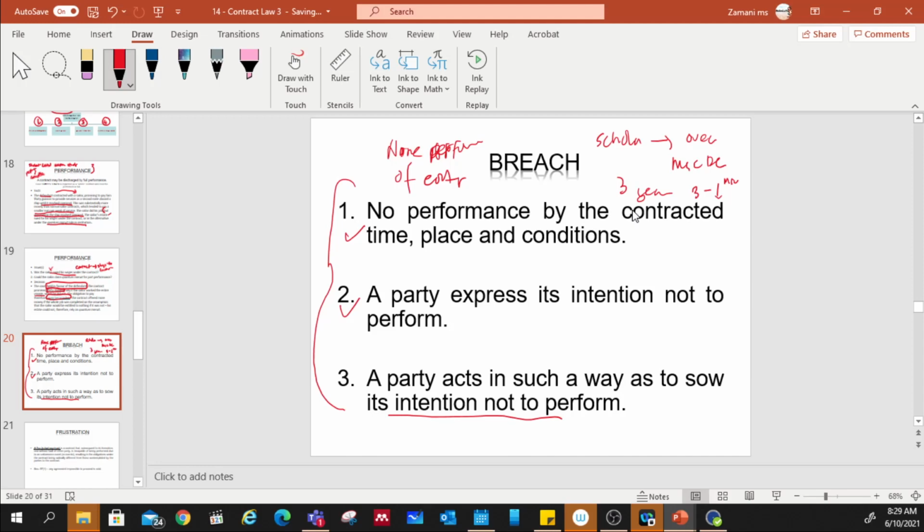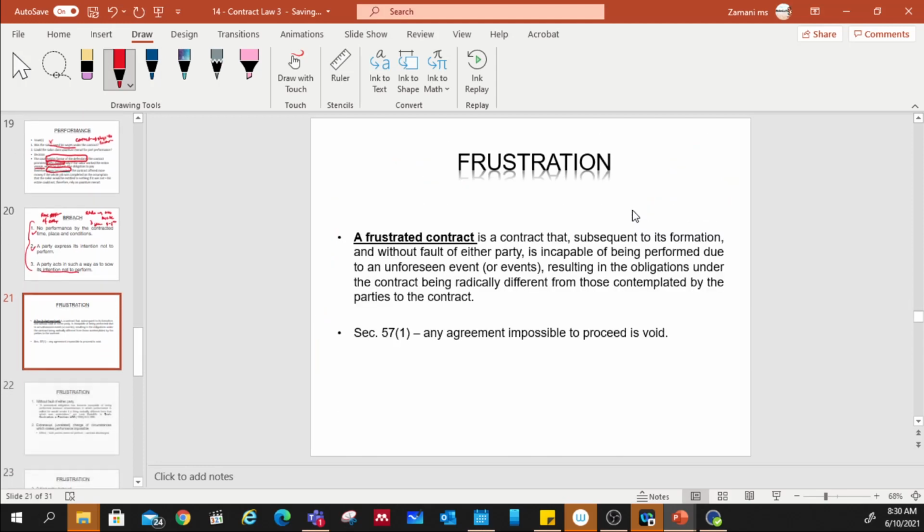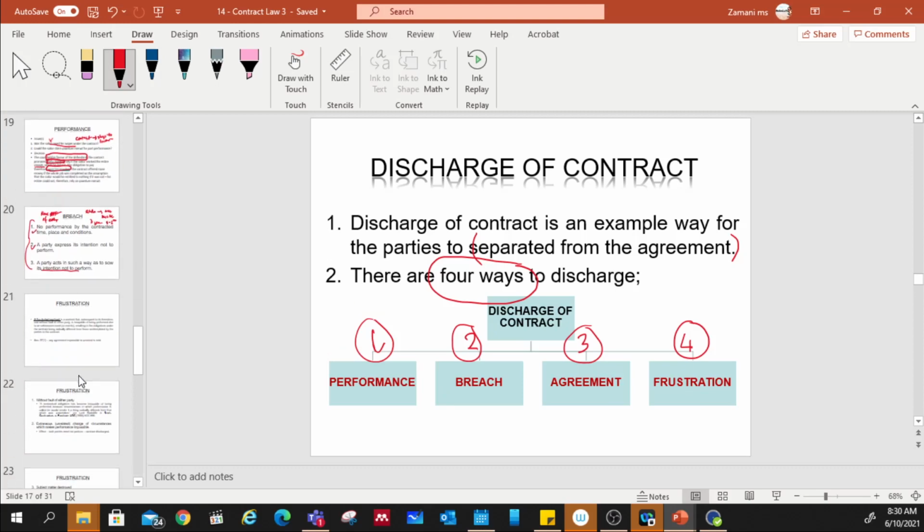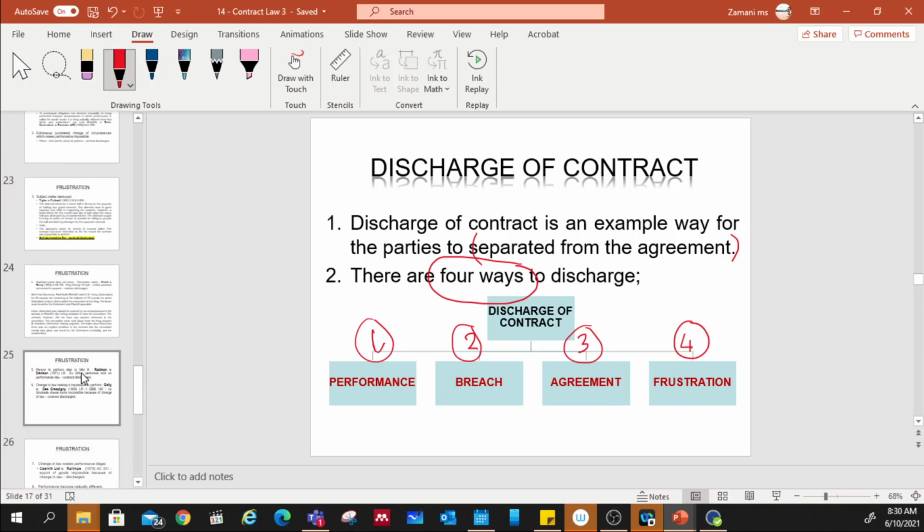So this is another method by which you can be discharged from the contract itself, right? That's very simple for the breach. And the third one, they call it frustration. Just now we had the first one, performance, and the second one, breach of the contract, and we're going to do the fourth one first, the agreement, because the agreement is quite simple. Agreement is you just agreed with each other to discharge the contract.